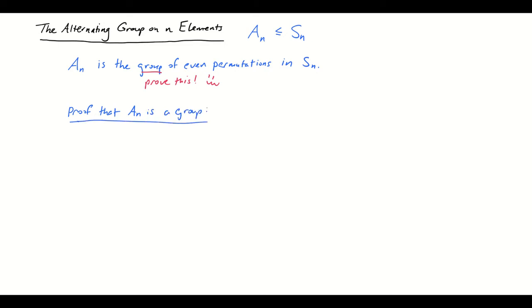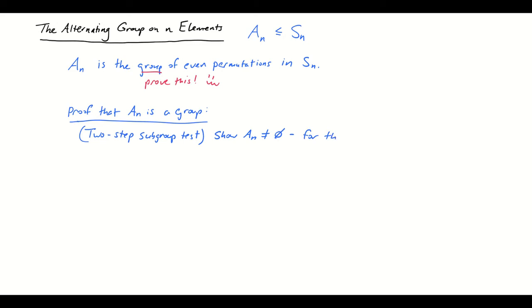Here we go. Well, what do we need to show in order to prove that A sub n is a group? We're going to use the two-step subgroup test. We could actually use the one-step. It wouldn't be that much of a burden. In fact, it might be a little bit shorter, but I like using the two-step subgroup test. First of all, we need to establish that A sub n is non-empty. That is, not the empty set of permutations.